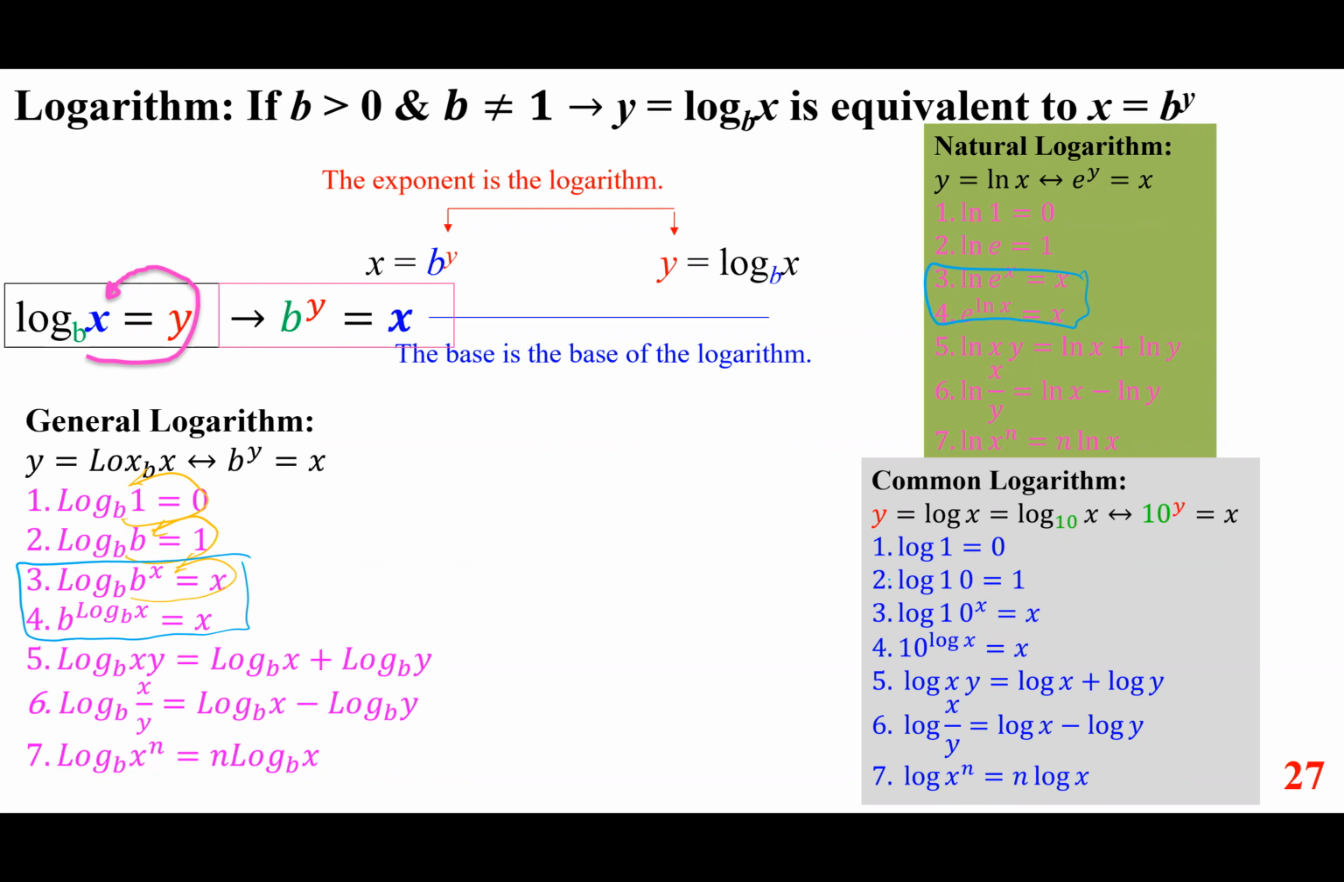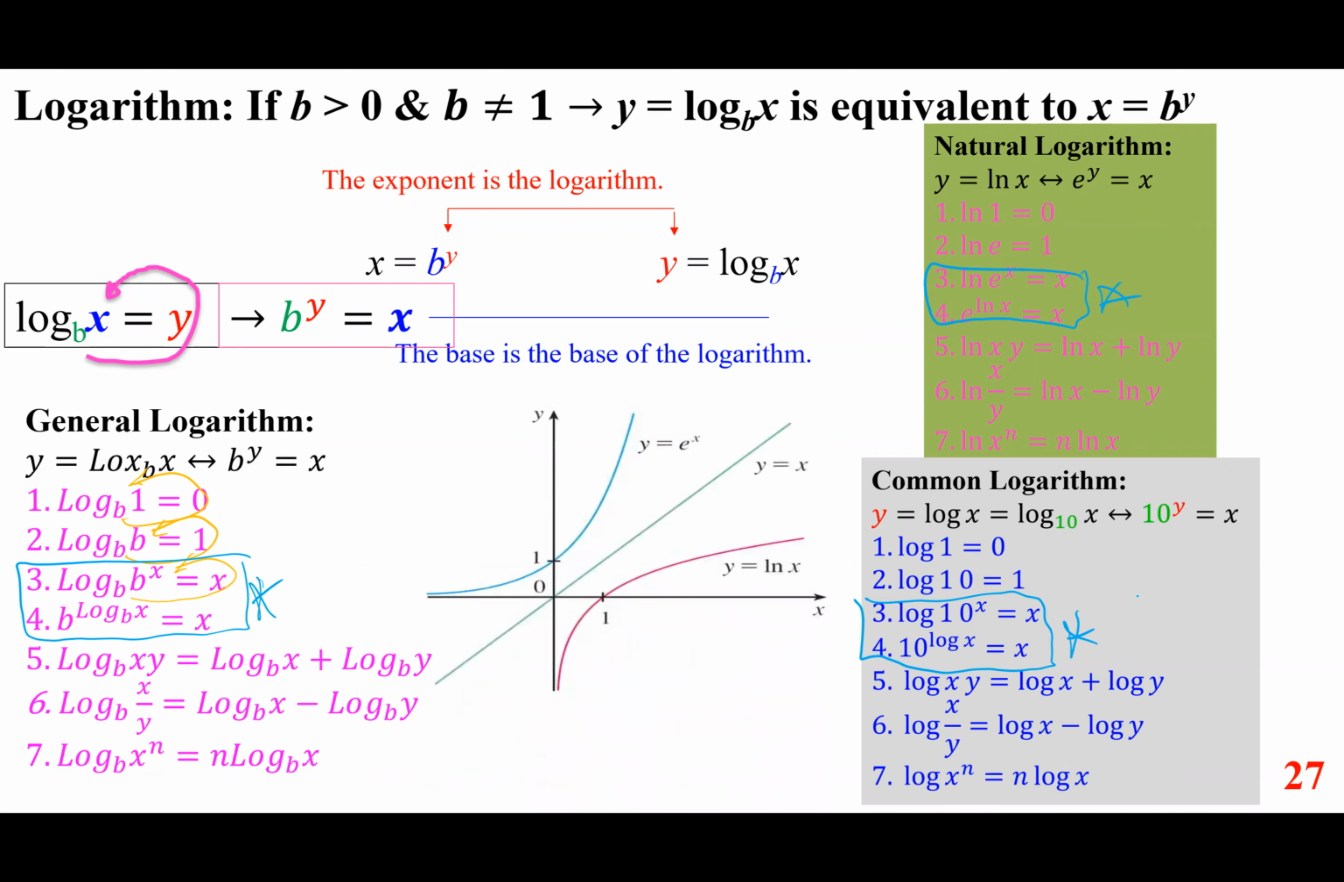And again, numbers 3 and 4 here and here and here, they are telling us that logarithmic functions and exponential functions are inverses of each other. For example, y equals ln x and y equals e to the power of x. Therefore, they are symmetric with respect to the line y equals x.